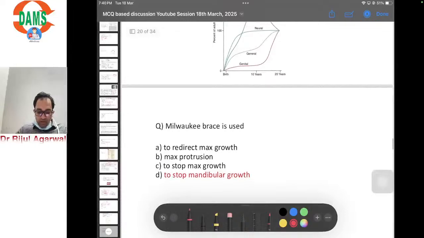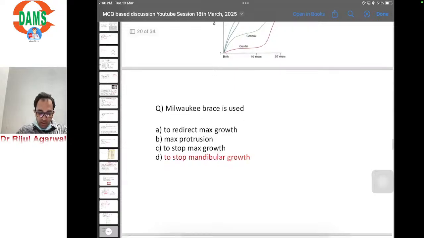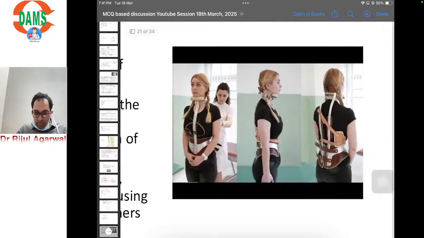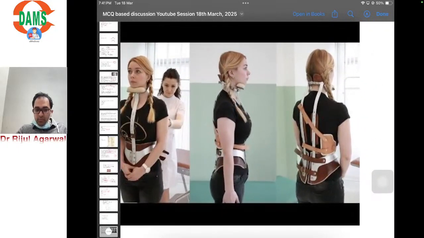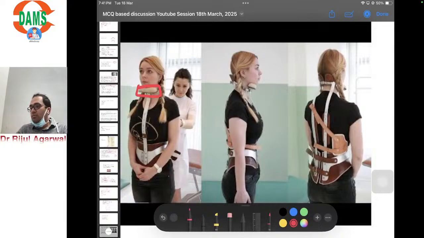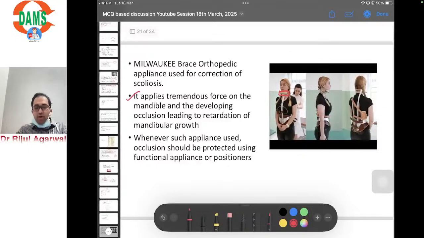So next, Milwaukee brace is used. I don't know if I've shown you the image of this, that's why I provided the answer in this. So this is the Milwaukee brace. Traditionally it was not part of orthodontic therapy. It was an appliance used for the correction of scoliosis, a curvature in the vertebral column. So this is the image of the appliance. What it does is it takes the help or anchorage from the lower jaw. So what used to happen? It led to the retardation of mandibular growth in such patients.